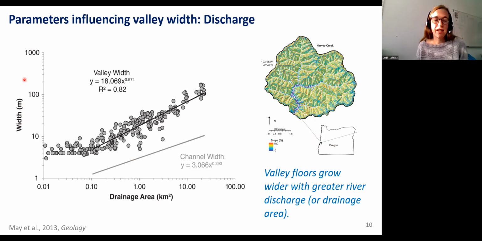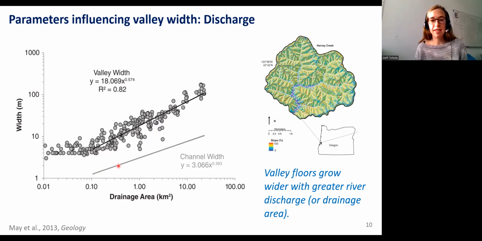They could see that the width of the valley floor scales with the upstream drainage area following this power law relationship, so that it's a straight line because the axes are in log space. And oftentimes we would consider the drainage area as a proxy for water discharge. So what this shows is that in downstream directions, valley floors generally grow wider with increasing catchment area or increasing discharge.